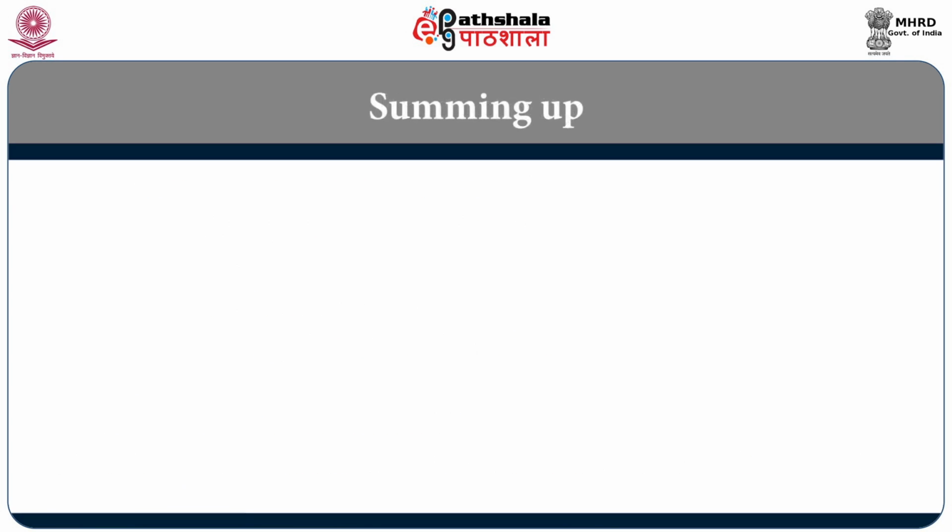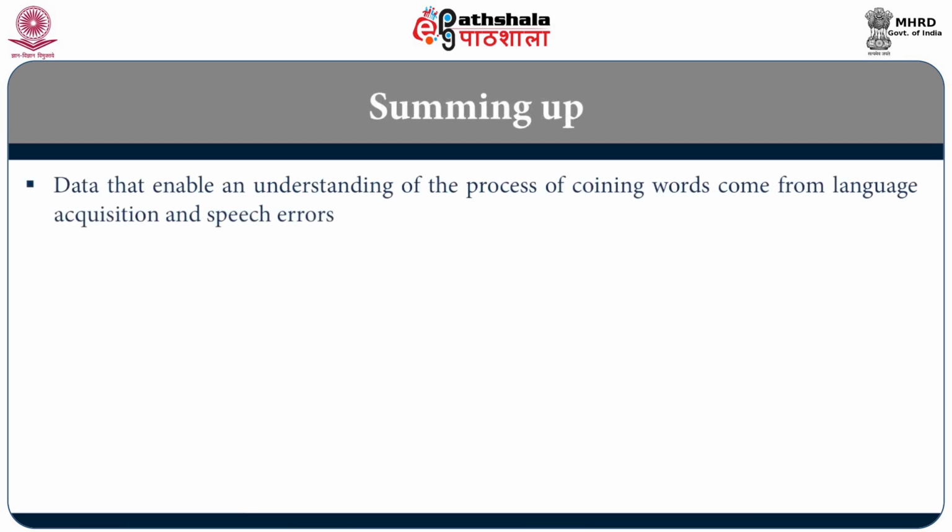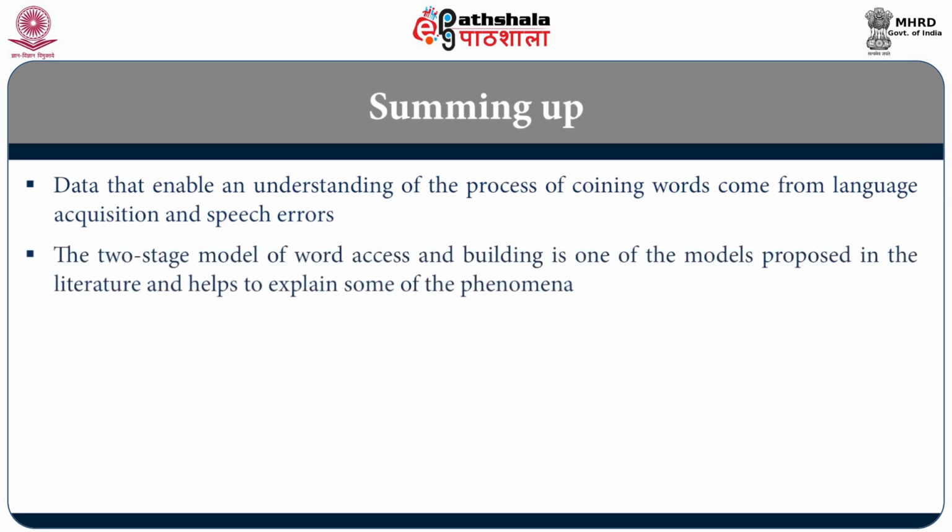To summarize all that we have looked at today, we see that there are different kinds of data that enable us to understand the process of coining words. The data can be data of language acquisition or speech errors. The two-stage model of word access and building is one of the models that's been proposed in the literature, and it helps us to explain some of the phenomena that we observe.